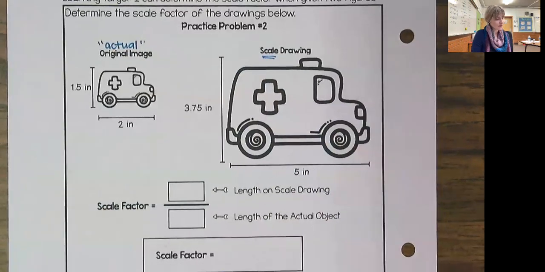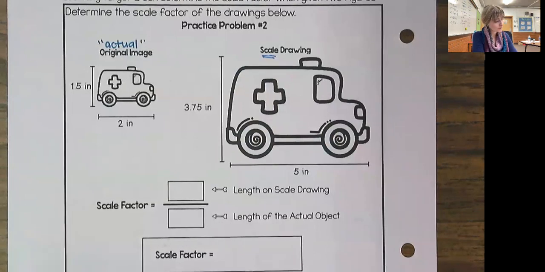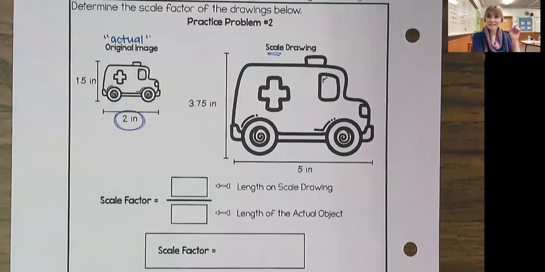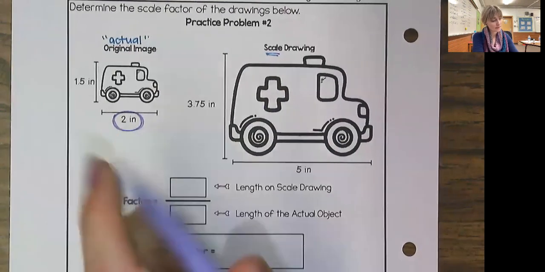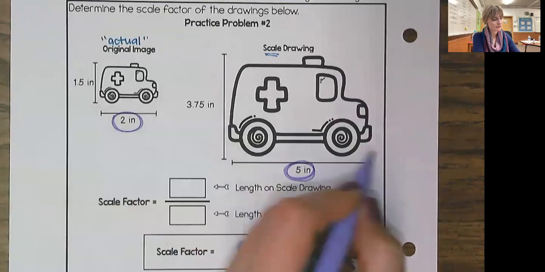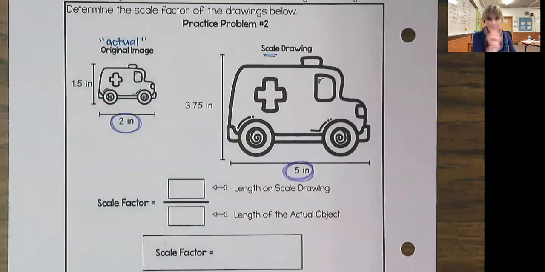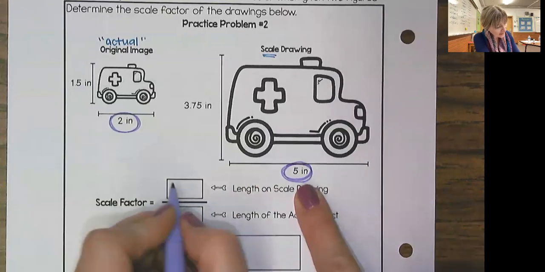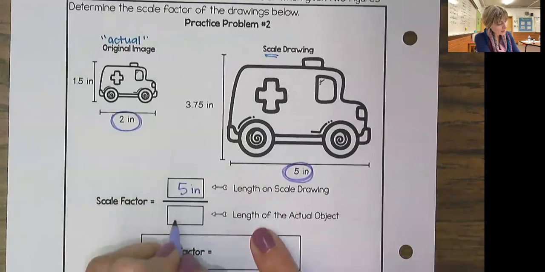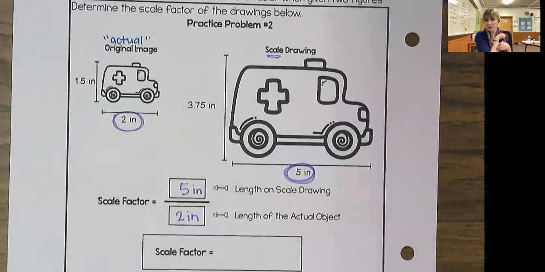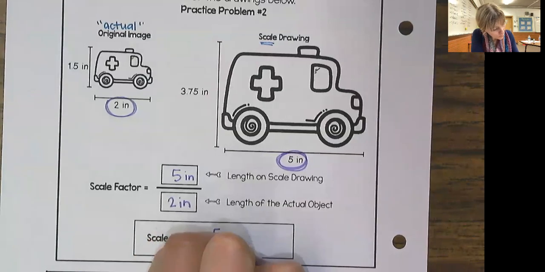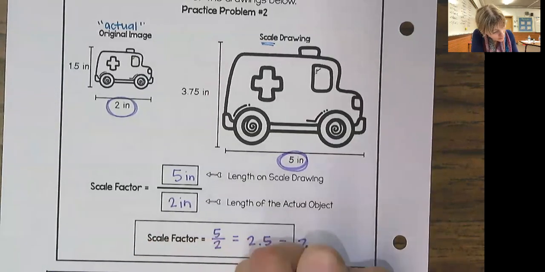All right, so let's find the scale factor here. Well, I need to pick corresponding pieces. It doesn't matter which one you start with first, but it definitely matters that whatever you pick first here, pick the corresponding piece here, length, length, or height and height. And then be careful. We keep saying scale to actual, scale to actual. Which one was the scale? 5 inches. Actual or original was 2 inches. 5 to 2. Oh, that's a scale factor of 5/2 or 2.5 or 250%.